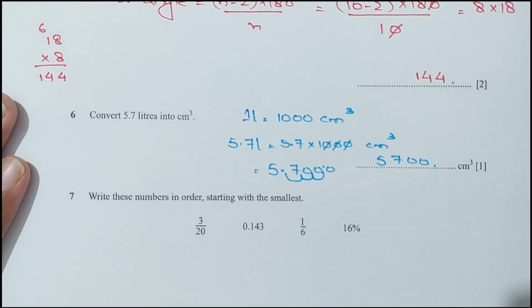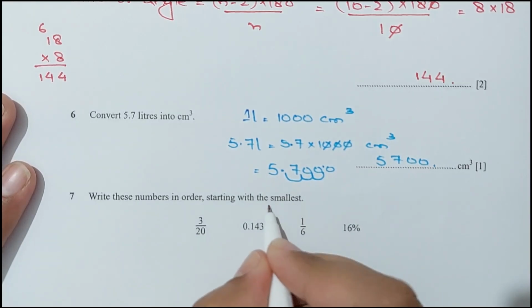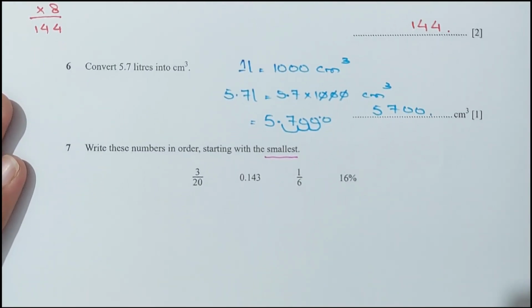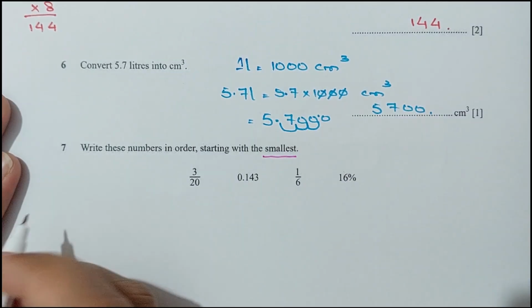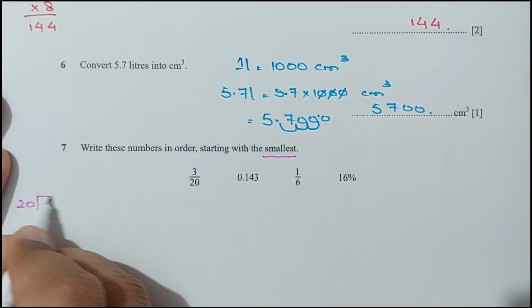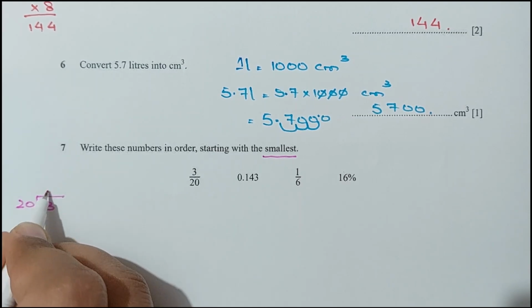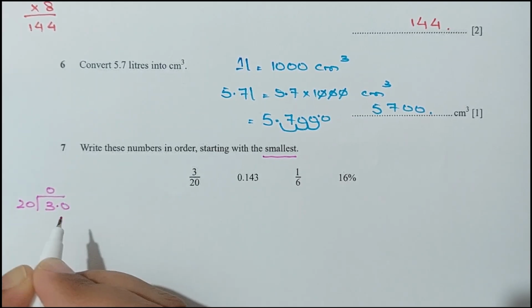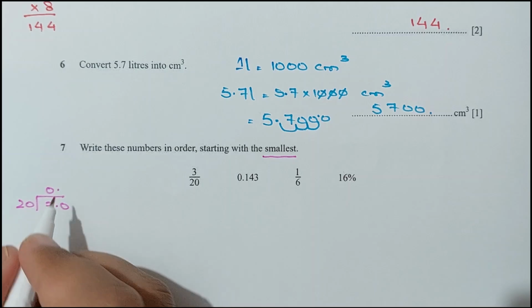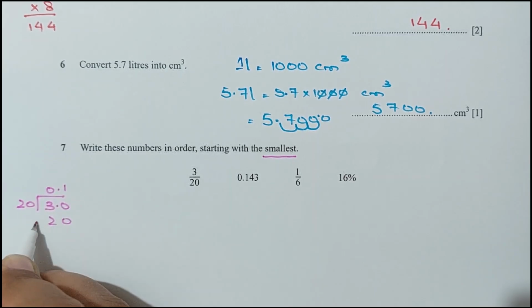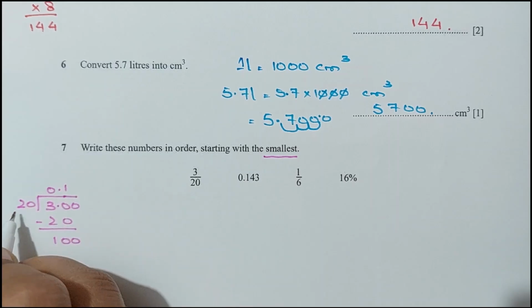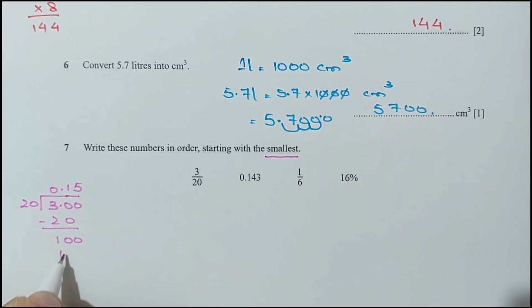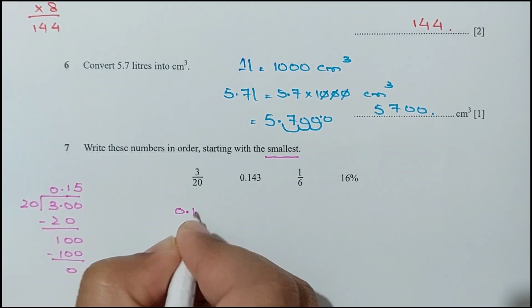Question number 7, write these numbers in order starting with the smallest. All right, so we have to convert all the numbers into decimals. Let's start with 3 by 20. We have 3 divided by 20, with 0 and a decimal. Now 20 times 1 is 20. Subtract, 10 is left. Bring the 0 down. It is 100. And 20 times 5 is 100. So this answer is 0.15.